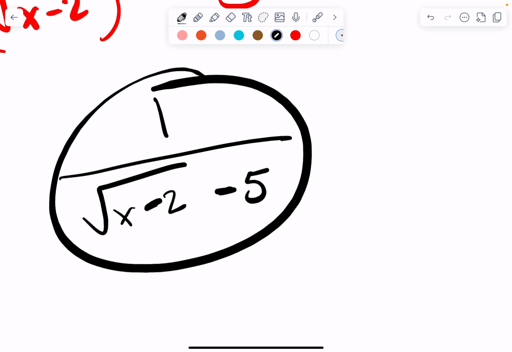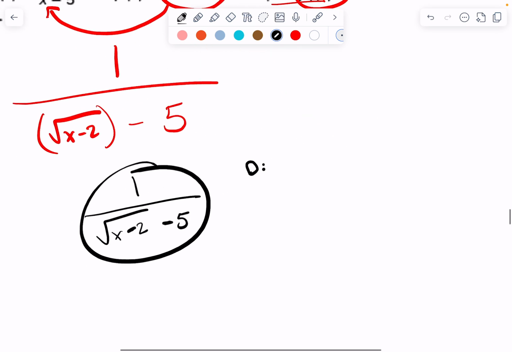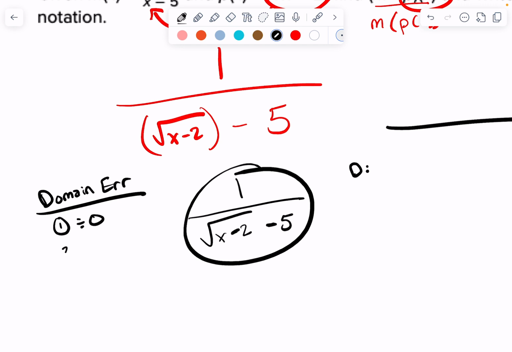Okay, so this is my final result. Now we have to figure out the domain: what am I allowed to plug in for x and what am I not allowed to plug in? I just have to figure out what's going to give me a problem. The 2 problems we encounter, which I call domain errors, are these: I don't want to divide by 0, and I don't want to have a negative inside of a square root.